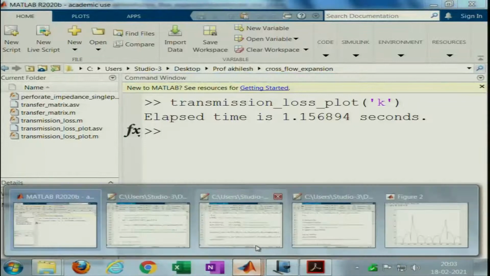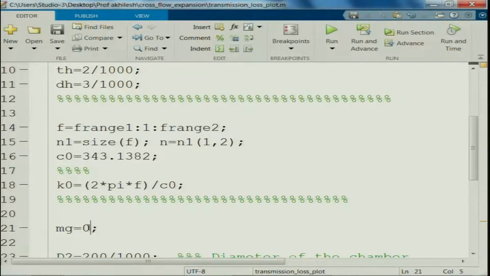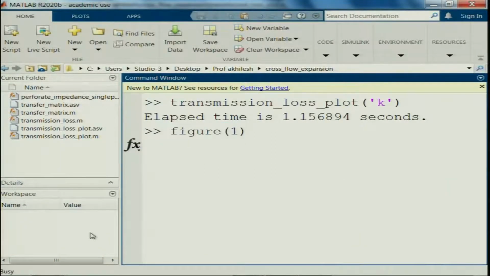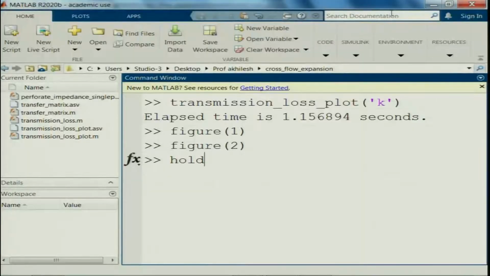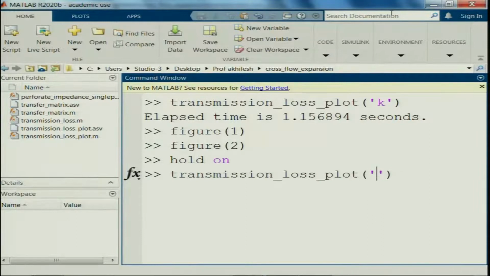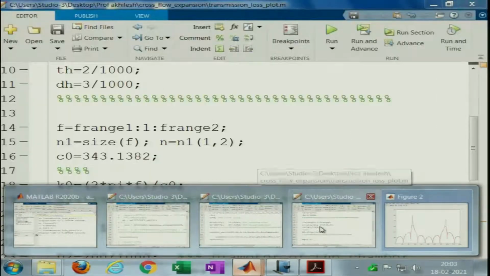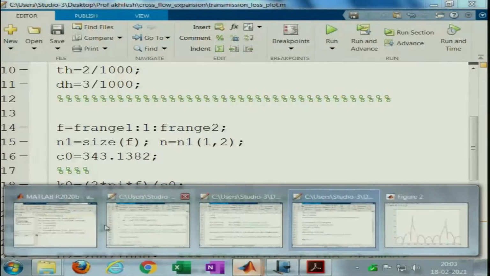Now, if I were to increase the grazing flow, let us say we take 0.1 and let us say we do figure 1, which pops up, I am sorry, figure 2 is what I called, hold on. So, it plots on this graph next time. Okay. So, the peaks have started to come down, troughs are slightly lifted, the same story being repeated again and again. So, let us do it with the maximum value that you typically encounter in automotive exhausts.